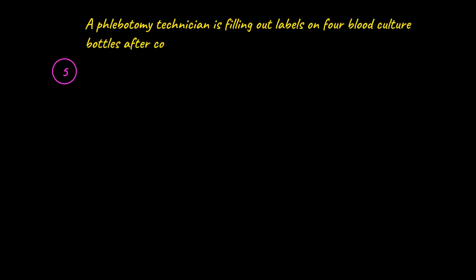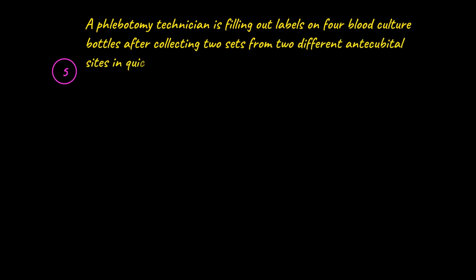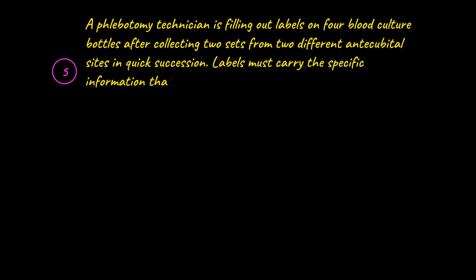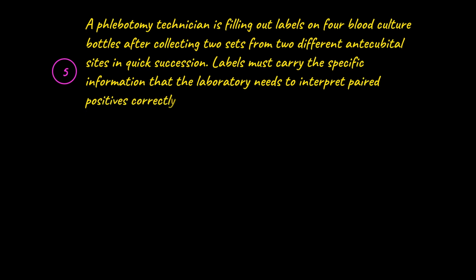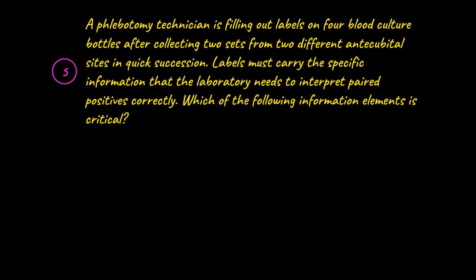Question 5. A phlebotomy technician is filling out labels on 4 blood culture bottles after collecting 2 sets from 2 different antecubital sites in quick succession. Labels must carry the specific information that the laboratory needs to interpret paired positives correctly. Which of the following information elements is critical?